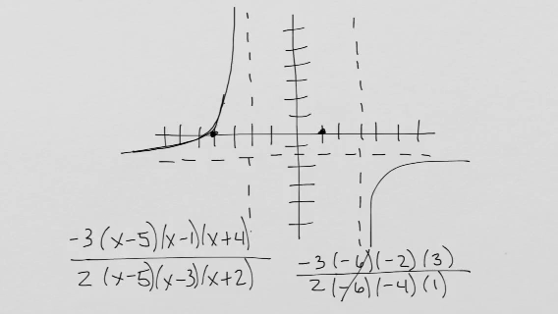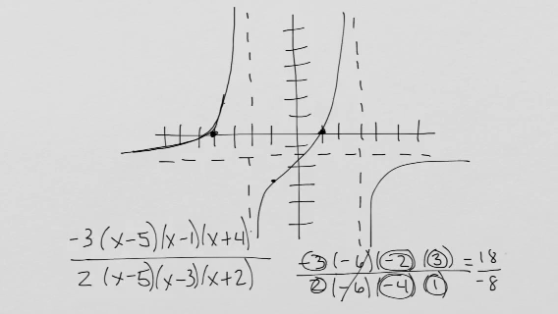That gives me negative 3 times negative 2 is positive 6 times 3 is 18. 2 times negative 4 is negative 8 times 1 is negative 8. That's going to give me about negative 2 1/4. Well, knowing these 2 points, I can say that my graph is going to look like that.